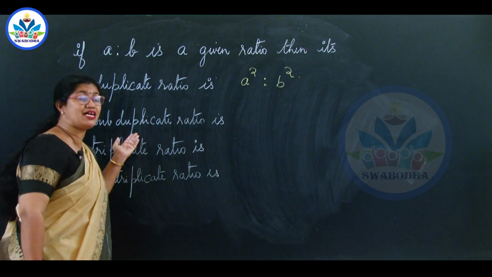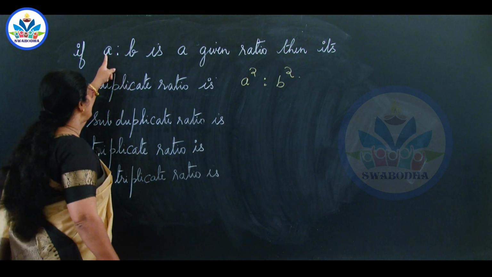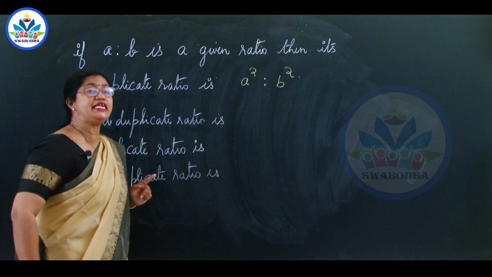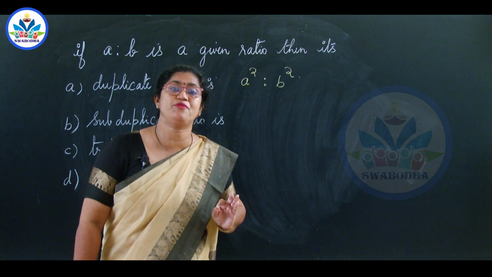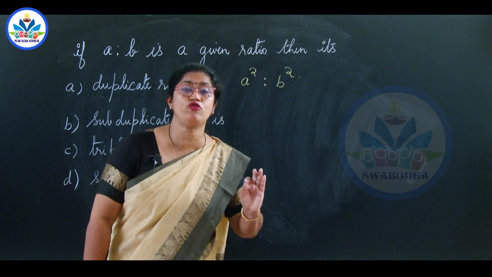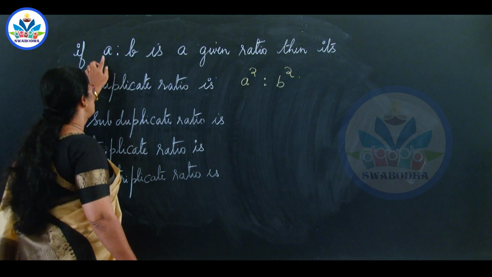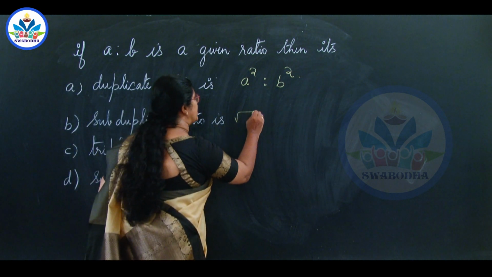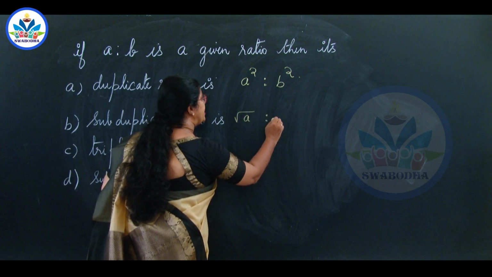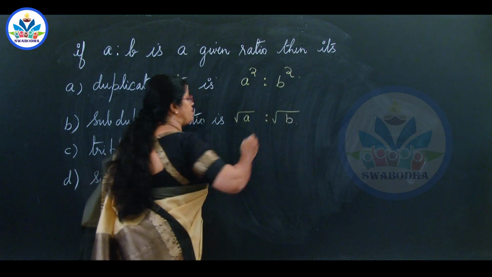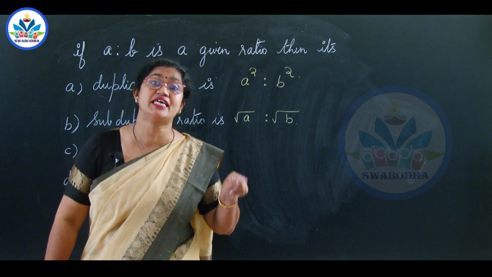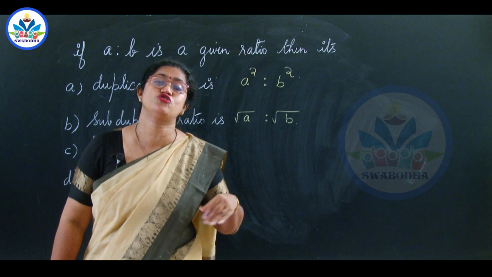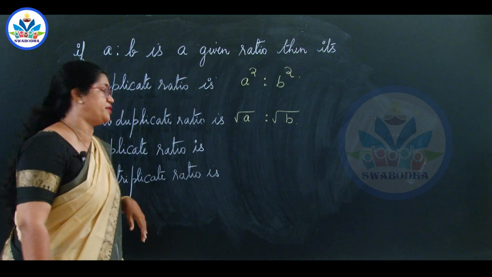If you are asked subduplicate, so given A:B, find its subduplicate ratio. Subduplicate means take the square root of both of them. So, first term if I take the square root, I will get root A and next one becomes root B. Again, subduplicate ratio is a ratio. The answer should be a ratio. Please keep this in mind.